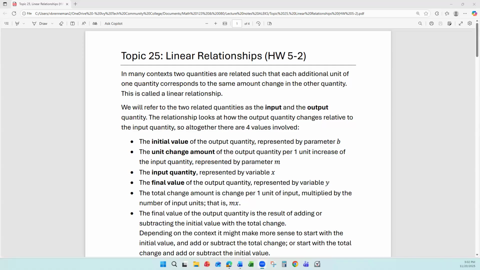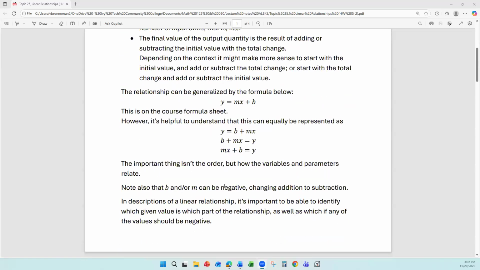This video is over the practice questions in topic 25. As always, you should be reading through the text portion of this. The video is only over the practice questions. So this is looking at linear relationships.